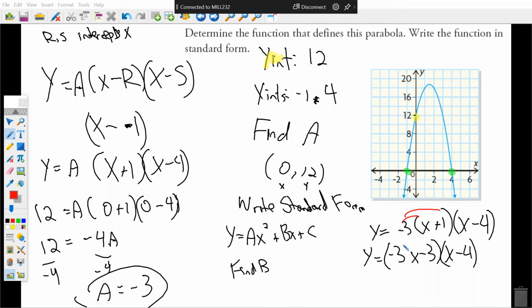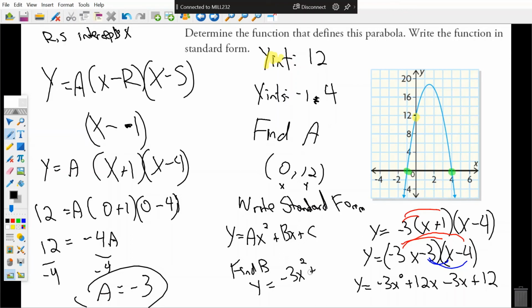Then I have to FOIL this, right? I'll get y equals negative 3x squared plus 12x minus 3x plus 12. I combine my like terms in the middle and I get, sorry, I'm running out of room, y equals negative 3x squared plus 9x plus 12. And that'll be our answer.